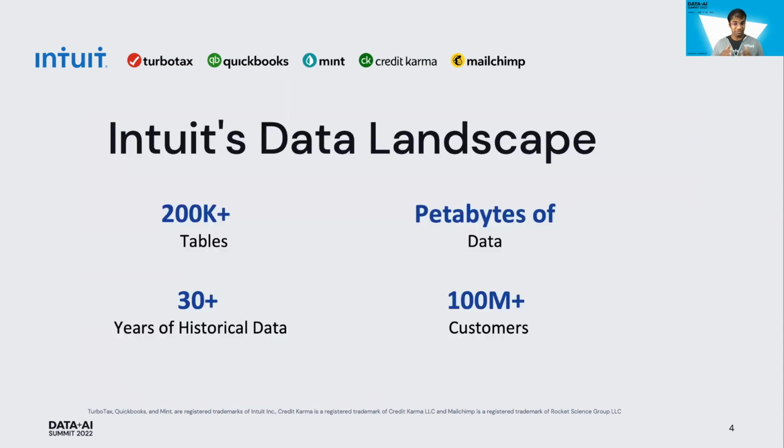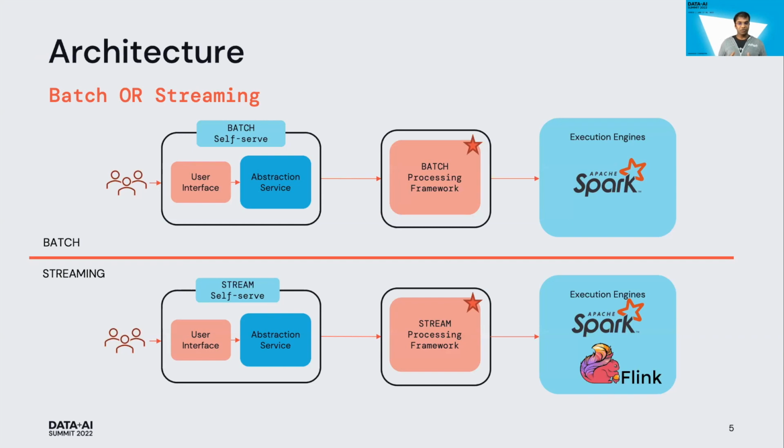Our data ecosystem is big and complex. We have hundreds of thousands of tables with petabytes of data containing decades of historical information, siloed across various systems. Our goal as a data platform team is to make the life of a data worker simple.